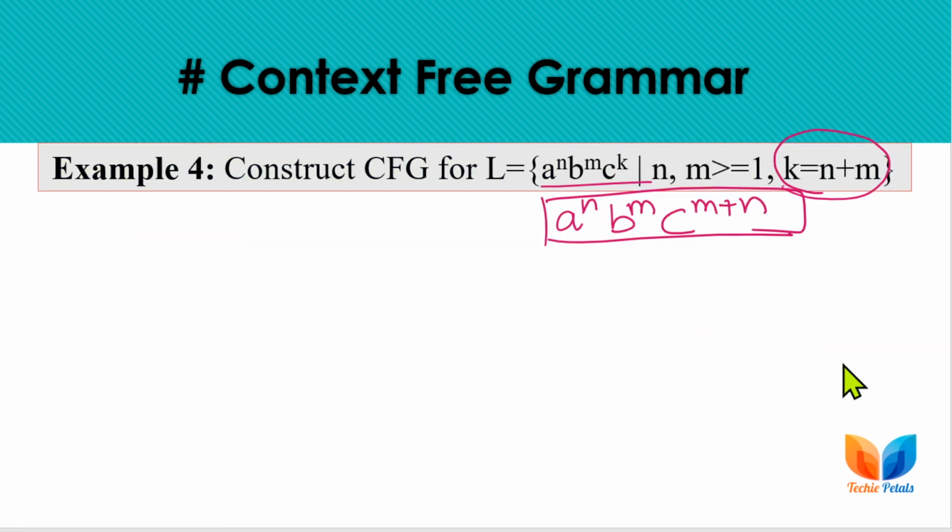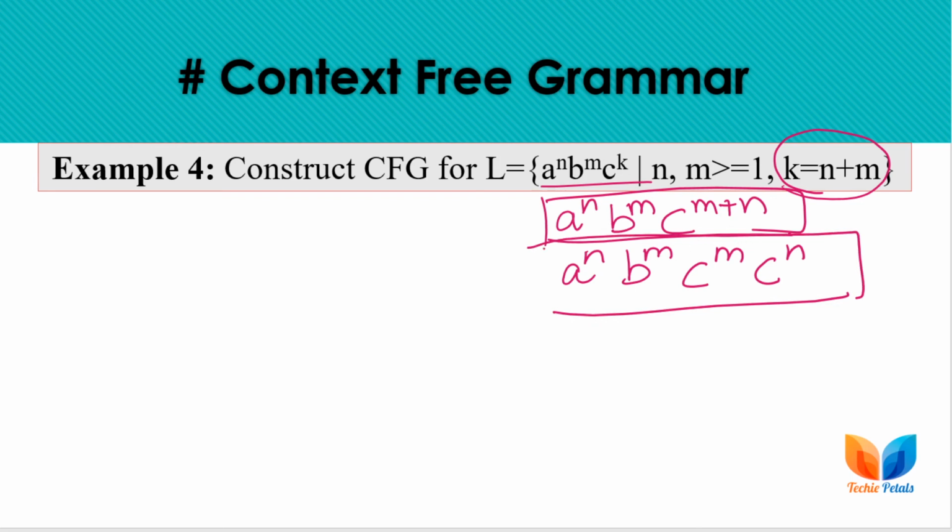So this language can be rewritten in the previous example's format as: a raised to power n, b raised to power m, c raised to power m, c raised to power n. Now this question is exactly similar to the previous question. The only difference is that we are not using D. Instead of D, we are using the same symbol, C, for the last two parts.